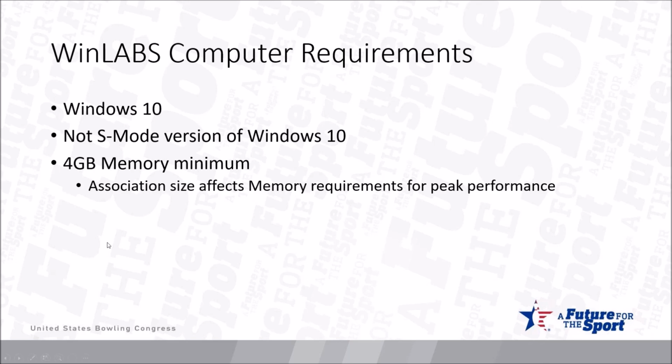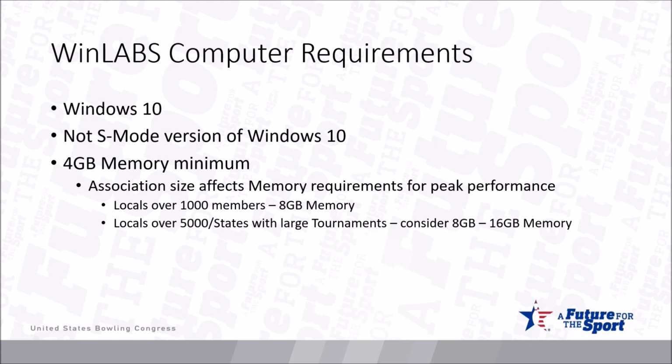4 gigabytes memory minimum. Association size does affect the memory requirements for peak performance. So the smaller associations, anything under 1,000 members, 4 gigabytes is plenty. Anything over 1,000, you may want to consider 8 gigabytes of memory, depending upon what else is on the machine and how much reporting and tournaments that you run. If you have large tournaments, the more memory will help you. Locals over 5,000 and states with large tournaments should consider a minimum of 8 gigabytes and look at a 16 gigabyte memory machine.